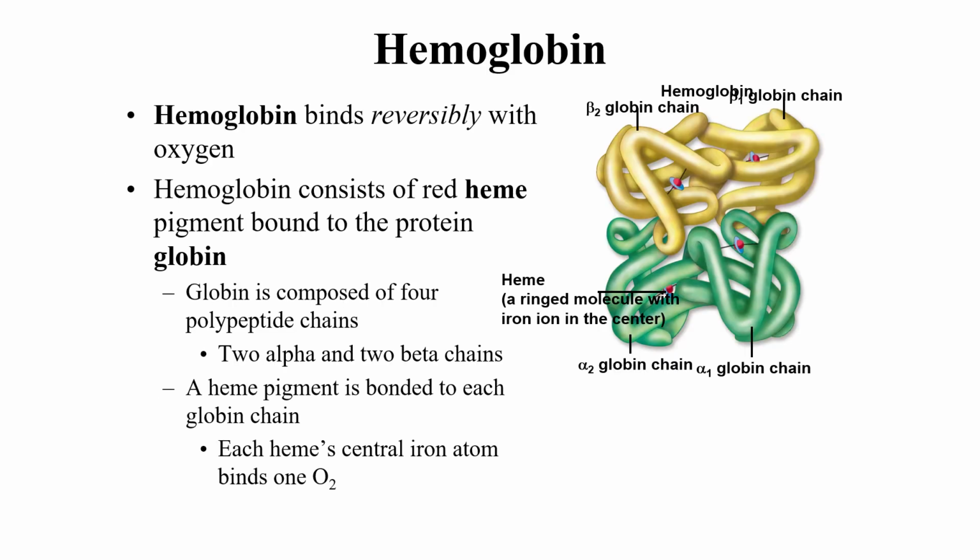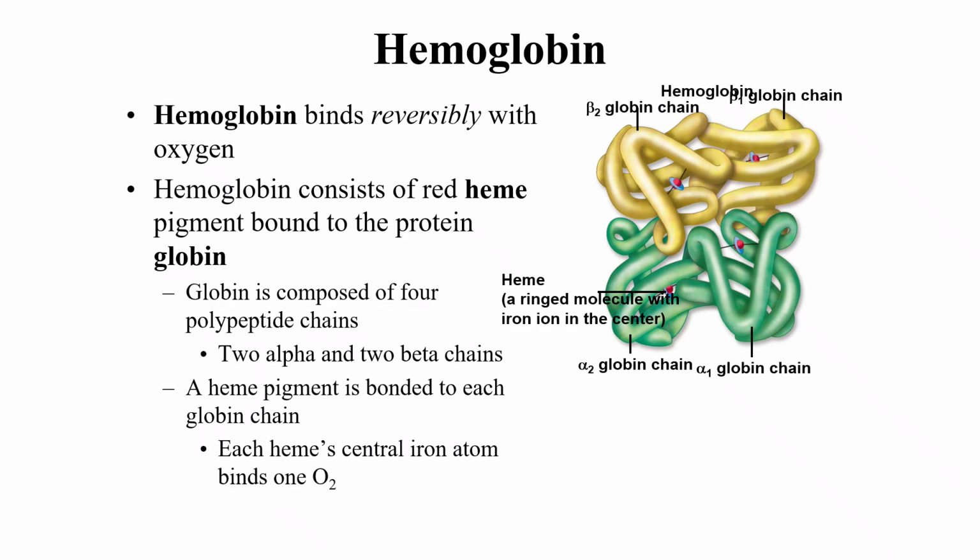So hemoglobin binds reversibly with oxygen, and what that means is that hemoglobin can easily pick up oxygen and easily let it go. Hemoglobin will pick up oxygen in the lungs. Oxygen is going to bind to the iron in the hemoglobin to form oxyhemoglobin, and then release it into the tissues where the oxygen is needed. This reversible binding allows hemoglobin to efficiently transport oxygen throughout the body and adjust to different conditions.